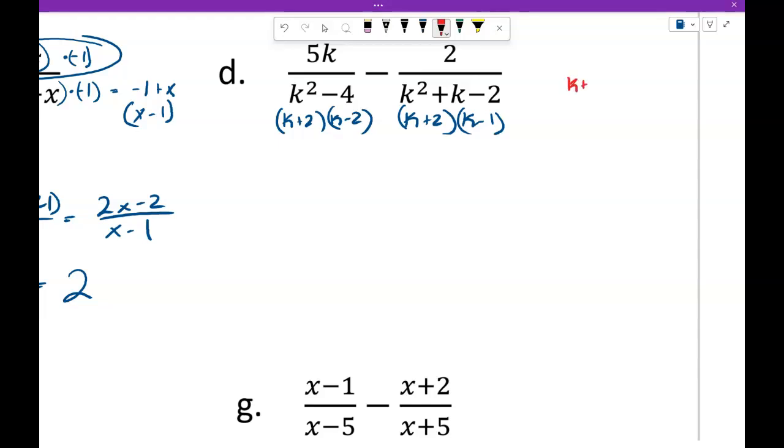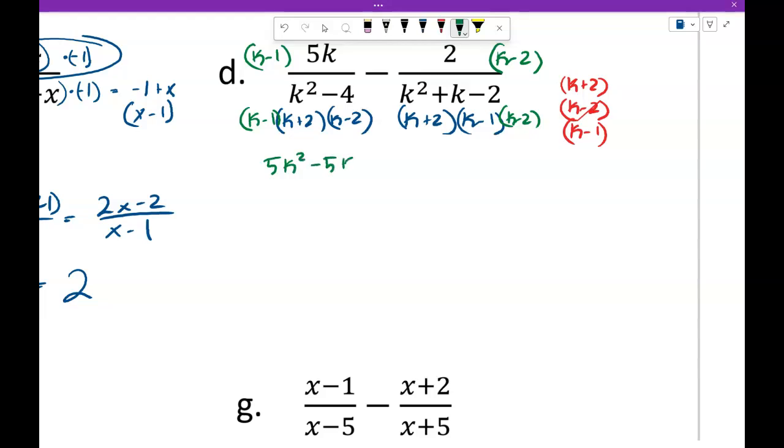Our unique factors here are k plus 2, k minus 2, and k minus 1. We're going to multiply each fraction by whichever of the factors it's missing. On the left, we're missing k minus 1, and on the right, we're missing k minus 2. So we'll go ahead and distribute for each of our numerators. 5k squared minus 5k minus 2k minus 4. Left numerator and right numerator. And then we have our common denominator.